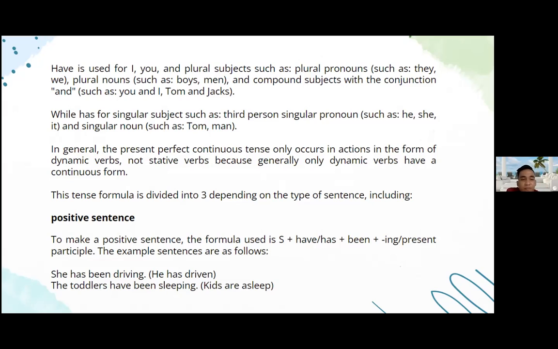This tense formula is divided into 3 depending on the type of sentence, including a positive sentence. To make a positive sentence, the formula used is subject plus have or has plus been plus present participle. The example sentence are as follow: she has been driving, or he has driven. The toddler have been sleeping. Next.